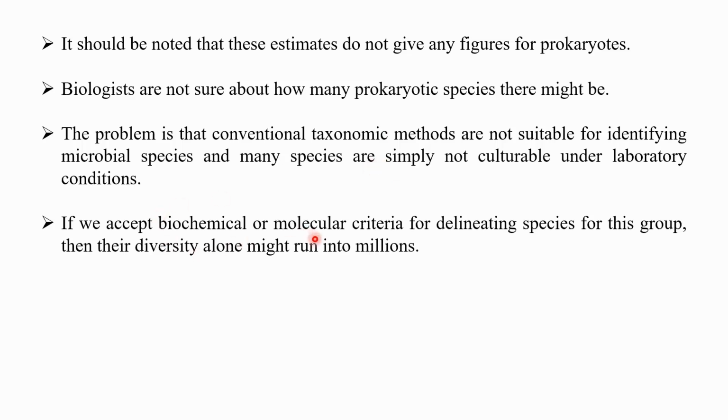And even if we accept the biochemical and molecular criteria for delineating the species for this group, then the diversity alone might run into the millions. We know that the number of species of bacteria, like the prokaryotes, is really high. It is difficult to identify those species because of limitations, like all of them not being culturable under laboratory conditions. If we consider the biochemical and molecular criteria along with culturability, then we will find that the number of species in the prokaryotic group is more than in the eukaryotes, and their diversity alone might run into the millions.